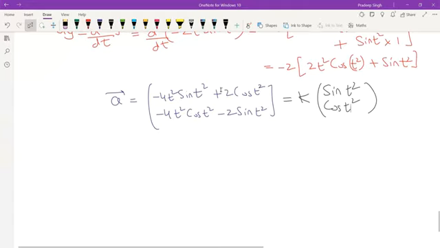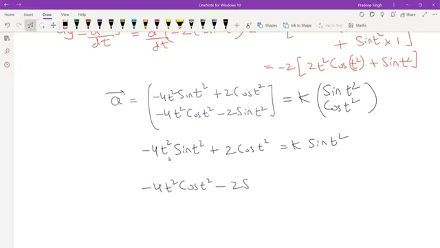Let us equate the x components on both the sides. So we'll get minus 4t square sine t square plus 2 cos t square. So that's the x component of acceleration. And on the right hand side, we'll get k times sine t square. Similarly, the y component of acceleration will be minus 4t square cos t square minus 2 sine t square. And on the right hand side, we can see k times cos t square is the y component.